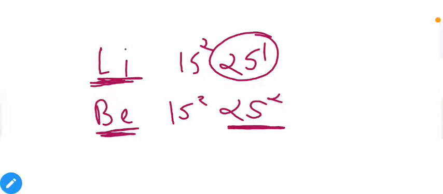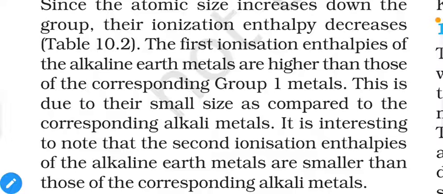So each and every member of the second group contains a fully filled s orbital, and because of that these orbitals are quite stable. If orbitals are fully filled, then they are stable. So because of stability, removal of an electron from a fully filled s orbital is quite difficult, and that's why enthalpy values are also increased in group 2. So this is the reason why removal of the first electron is more difficult in the second group than the first group.